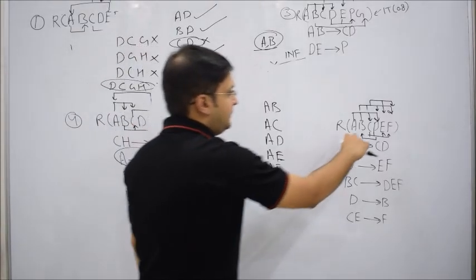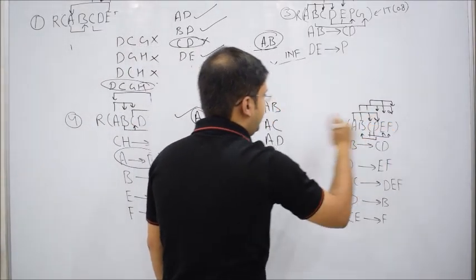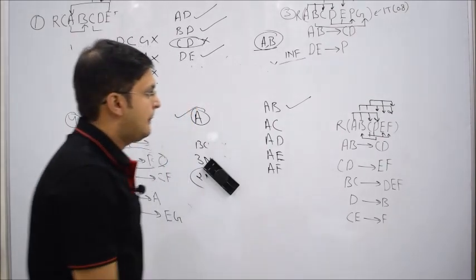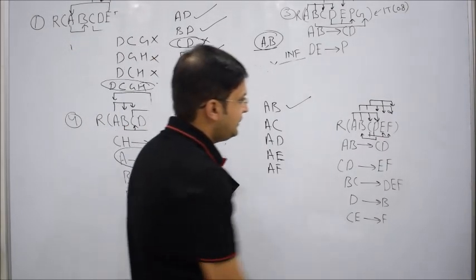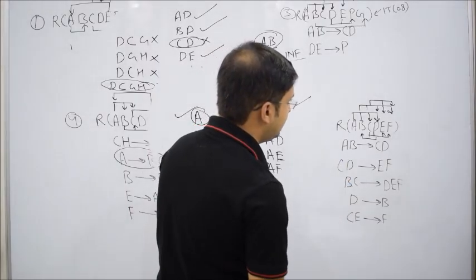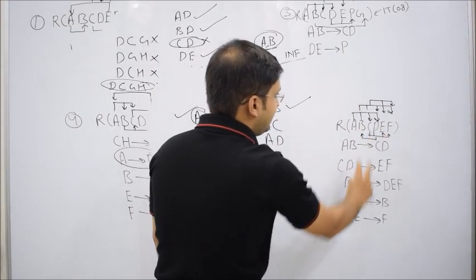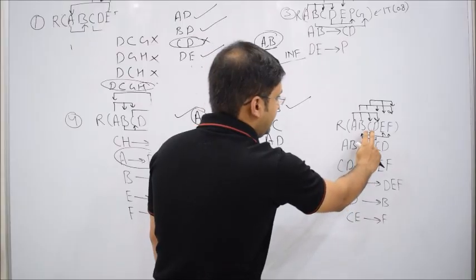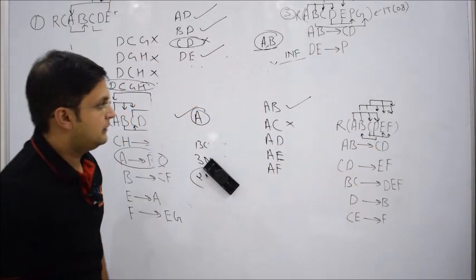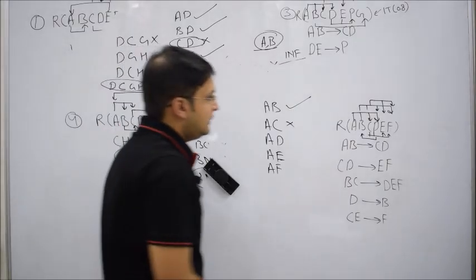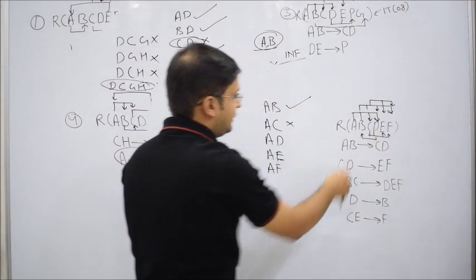Okay, now is AB a candidate key? You see, from AB you find CD, from CD you find EF. For sure AB is a candidate key. Now is AC a candidate key? You see, from C alone I cannot find anything, because it requires 2 attributes, and CD also requires 2 attributes. So for sure AC is not a candidate key. Now what about AD? You see, from D only I can find what? B.